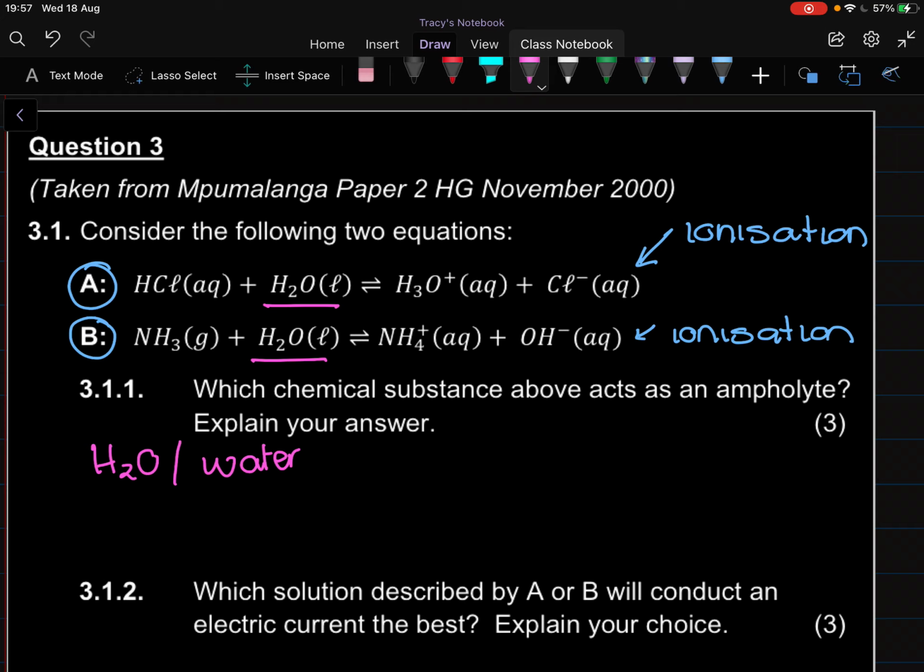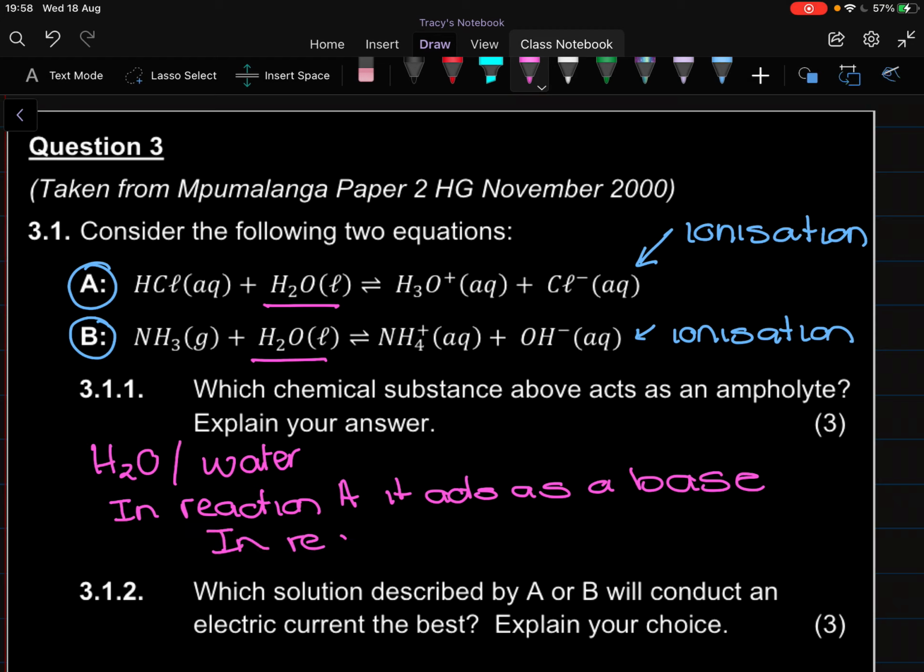Okay. How do I know it's the amphiprotic substance? In reaction A, it acts as a base, and I'm hoping you can read this. In reaction B, it acts as an acid. That was your theory question.